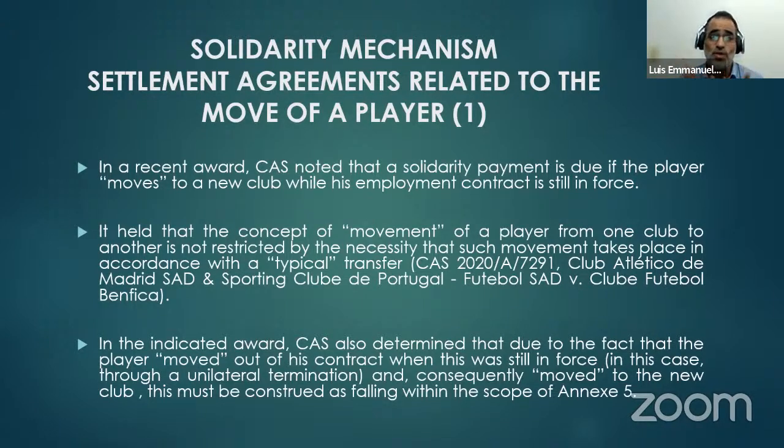So in this example that we're using, the scenario is the following. Basically, the player terminated his contract unilaterally with his former club, and now the former club and the new club are going to enter into an agreement in which they're going to settle an amount, an indemnity amount, and we're going to see how CAS treats this, and what the effects are.